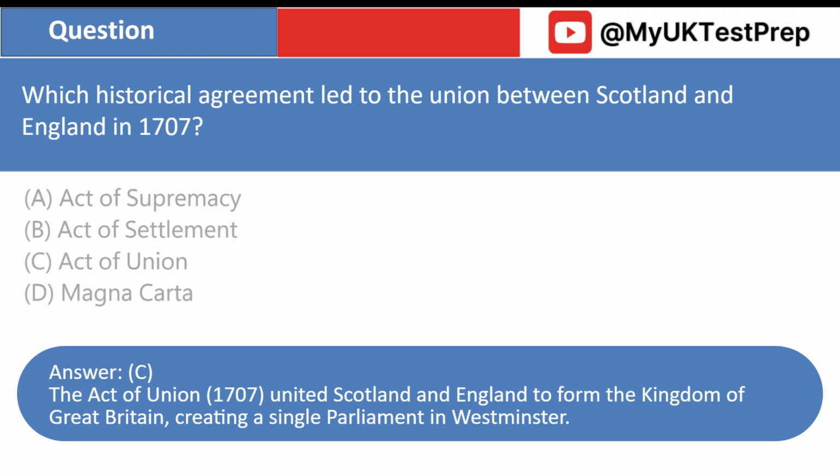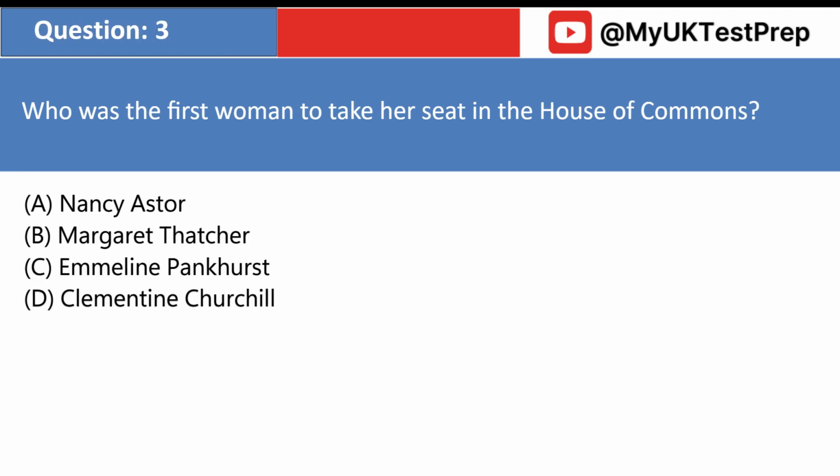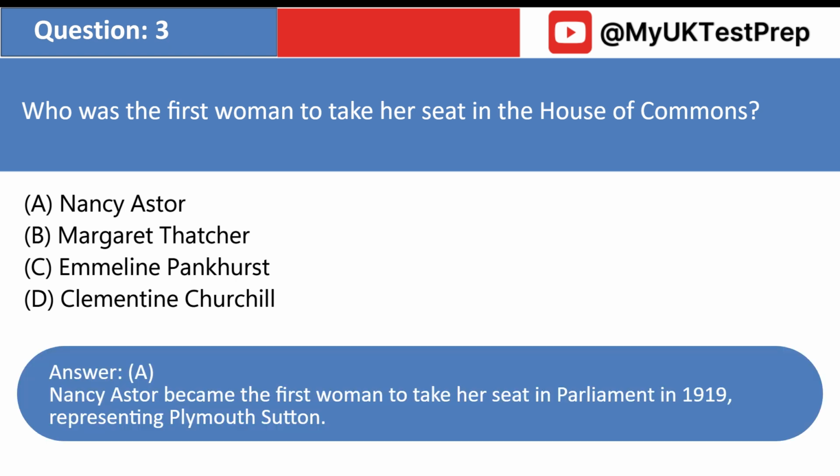Who was the first woman to take her seat in the House of Commons? A. Nancy Astor. B. Margaret Thatcher. C. Emmeline Pankhurst. D. Clementine Churchill. Answer: A. Nancy Astor became the first woman to take her seat in Parliament in 1919, representing Plymouth Sutton.